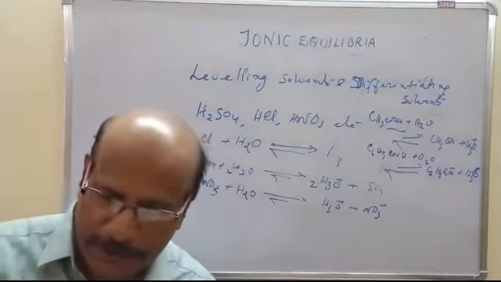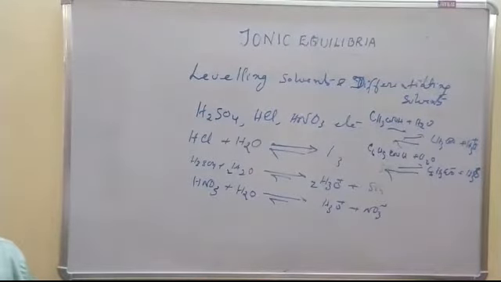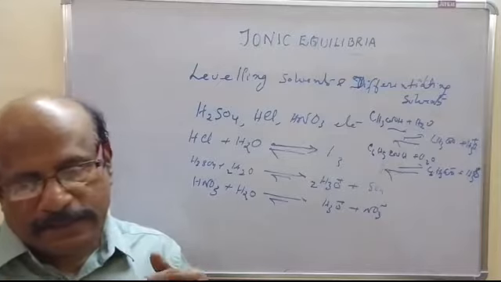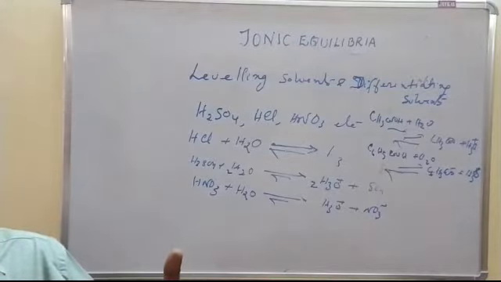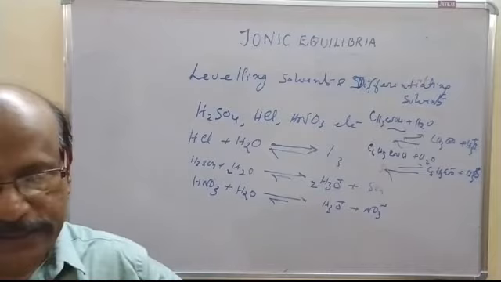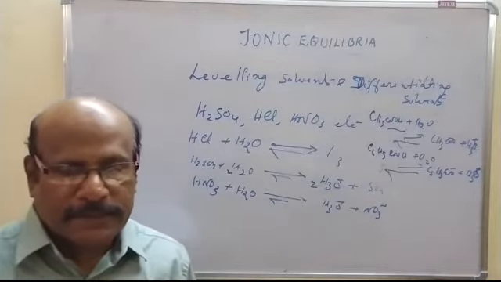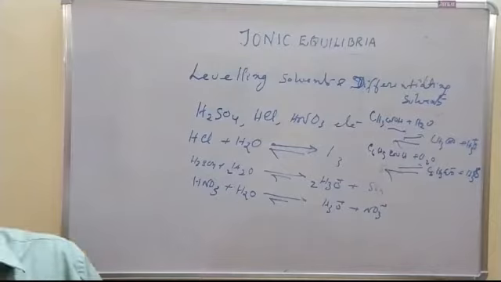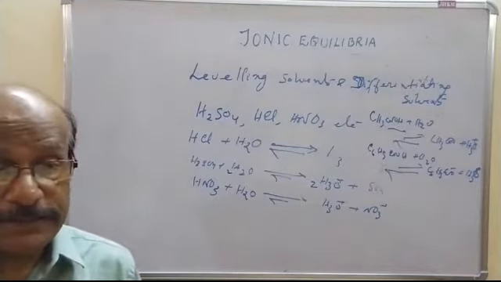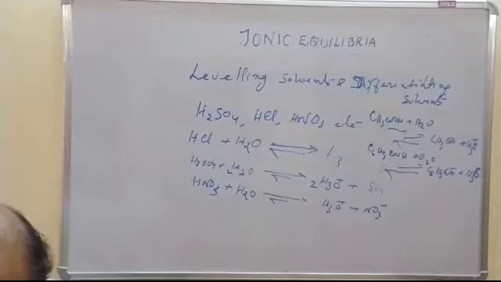They are equally strong in water. What is a differentiating solvent? A solvent that can ionize the acid to different extent, to different level in that solvent, such that their ionizing strength is different or they can be measured, then such a solvent is called a differentiating solvent.